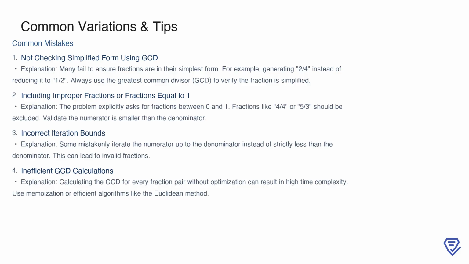Iteration bounds can also introduce errors. For example, some solutions mistakenly allow the numerator to go up to the denominator, leading to invalid fractions. Lastly, inefficient GCD calculations can significantly slow down your solution. Instead of recalculating the GCD repeatedly, consider using optimized algorithms like the Euclidean method or memoization to improve performance.